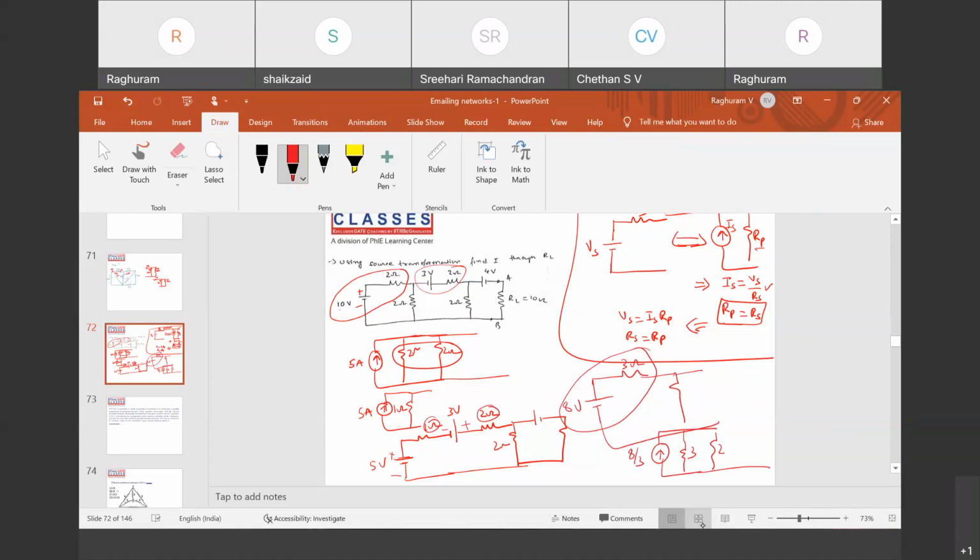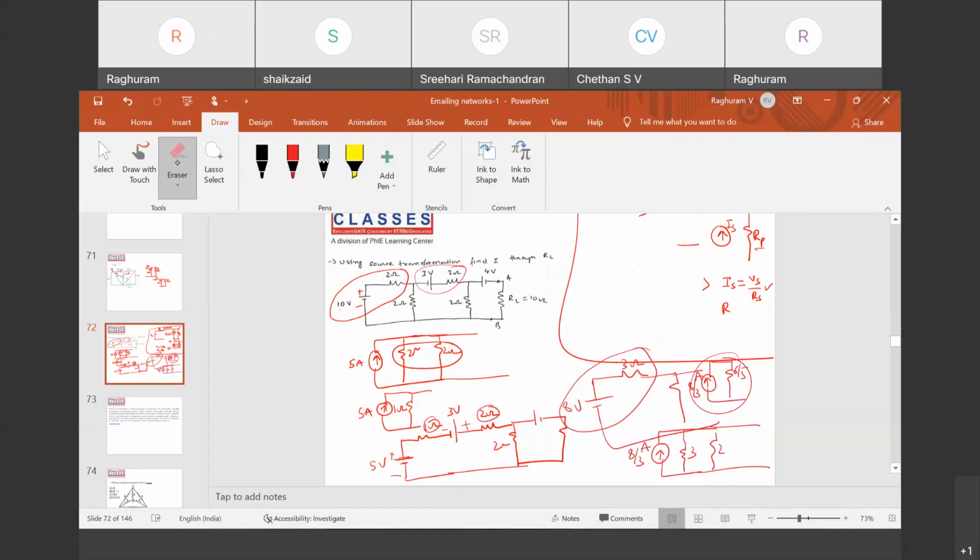Okay, anyhow, this is how you got it. So 3 and 2 are in parallel. 3 parallel to 2 is 3 into 2 by 5, which is 6 by 5, or 1.2, and 6 by 5 is in parallel with 8 by 3 amperes. Okay, so again 8 by 3, convert this into a voltage source again.